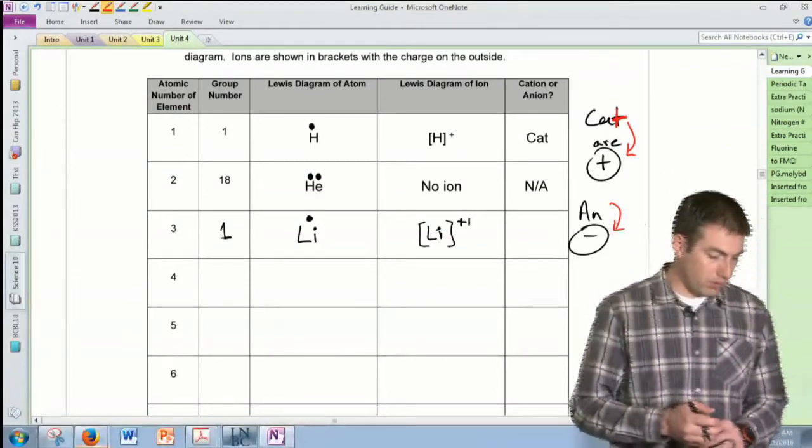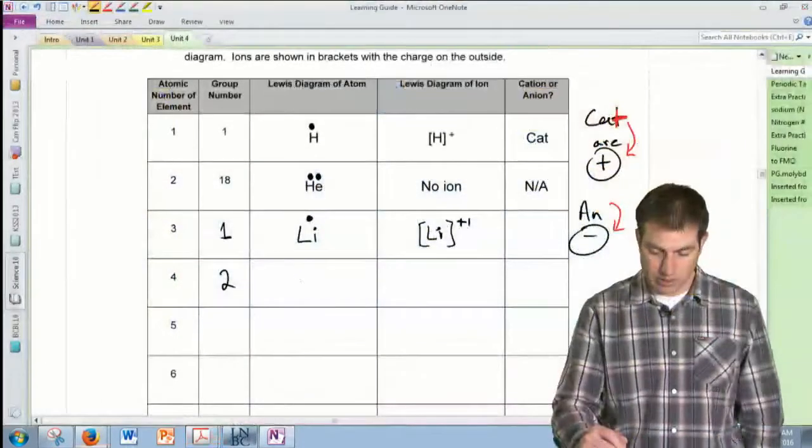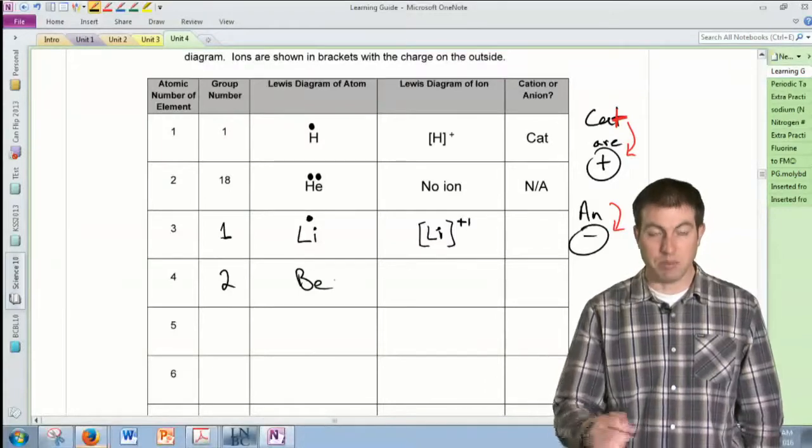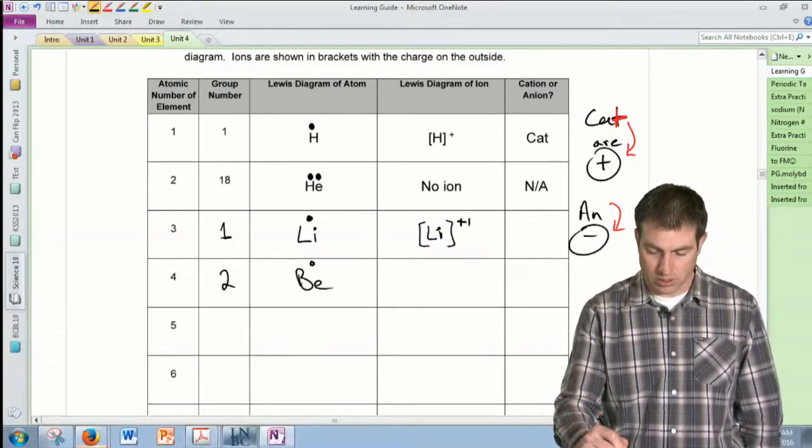Let's look at element number 4, beryllium. That is in group number 2, or column 2, on the periodic table. You can see it there, element 4, second column. The symbol for beryllium is Be. And because it's in the second column, it's going to have 2 electrons in its outer shell. There's 1, 2.